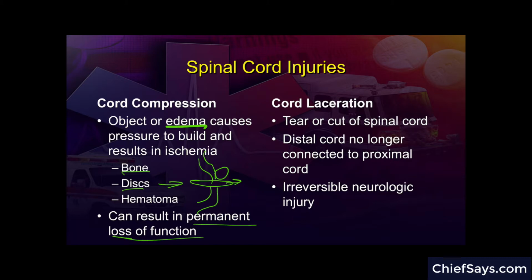Cord laceration results in a tear or a cut of the spinal cord tissue itself, and this may come from or be in combination with other types of injuries as well. Now, if we have a cord laceration, we are disconnecting some portion of the spinal cord from the rest of the body. And so the distal cord may no longer connect to the proximal cord, or a portion of the cord may not connect. And this generally results in irreversible neurologic injury.